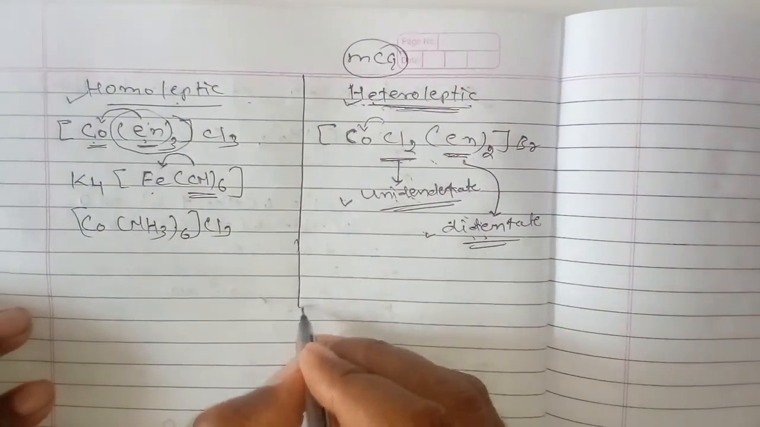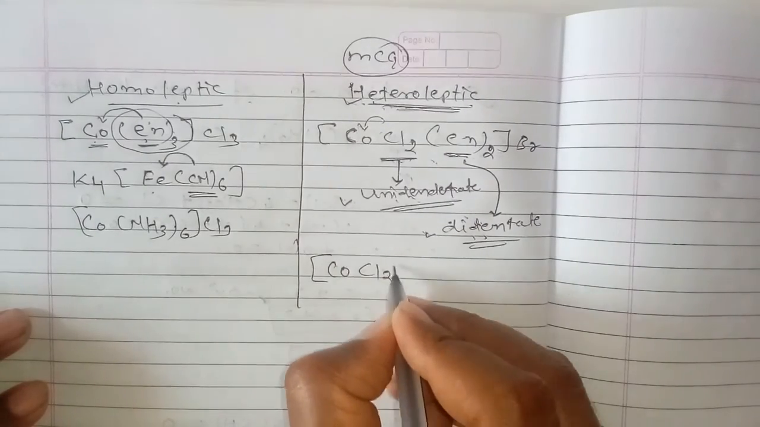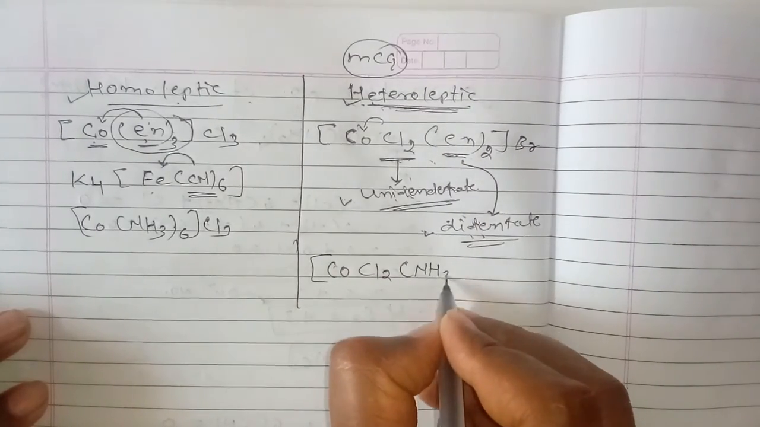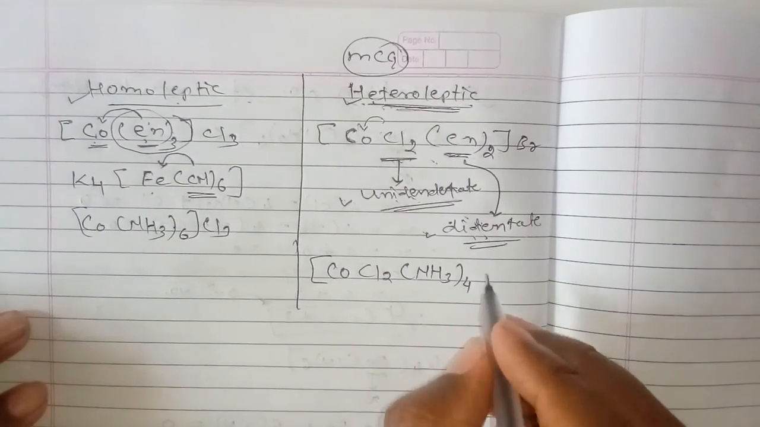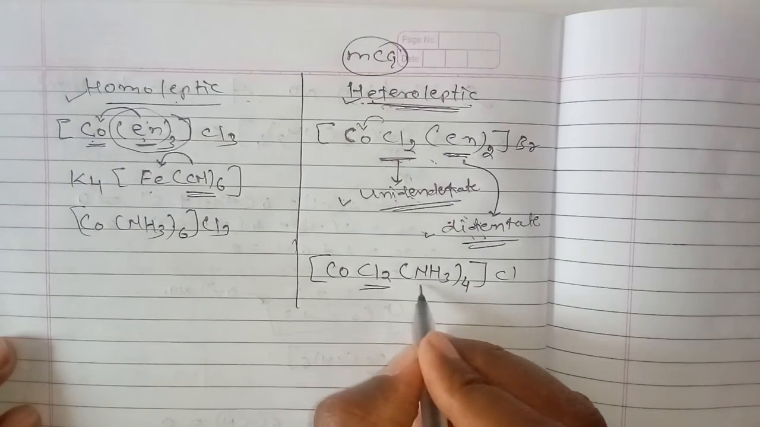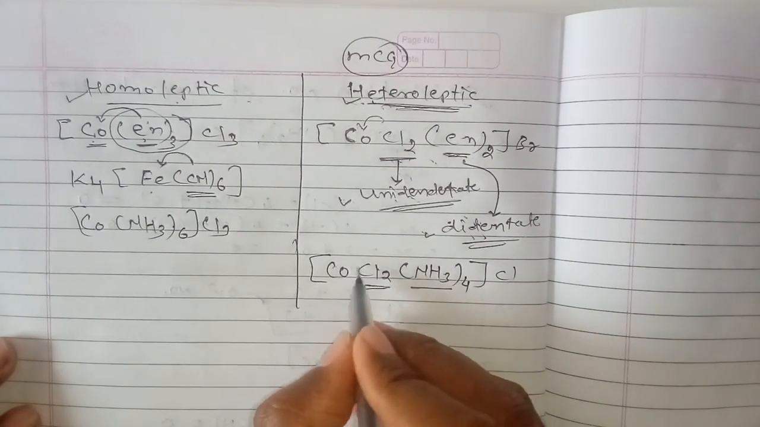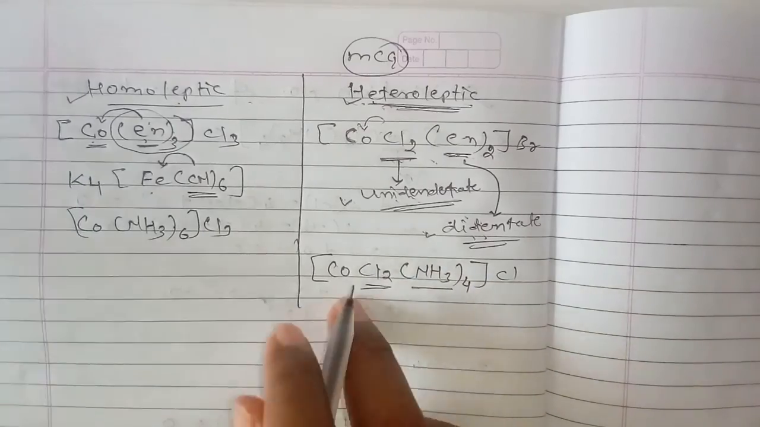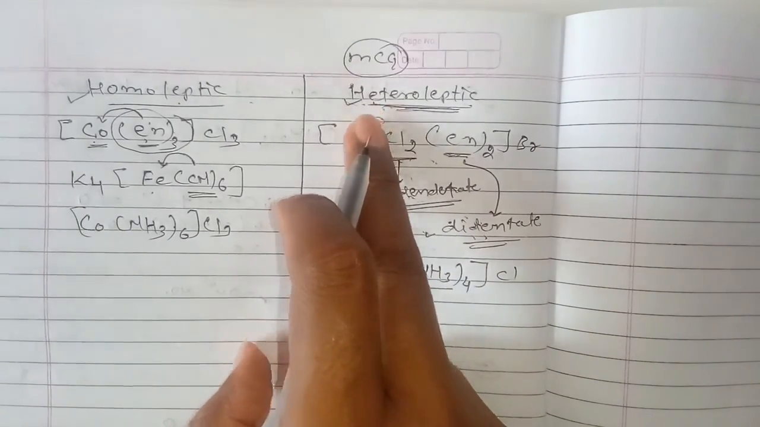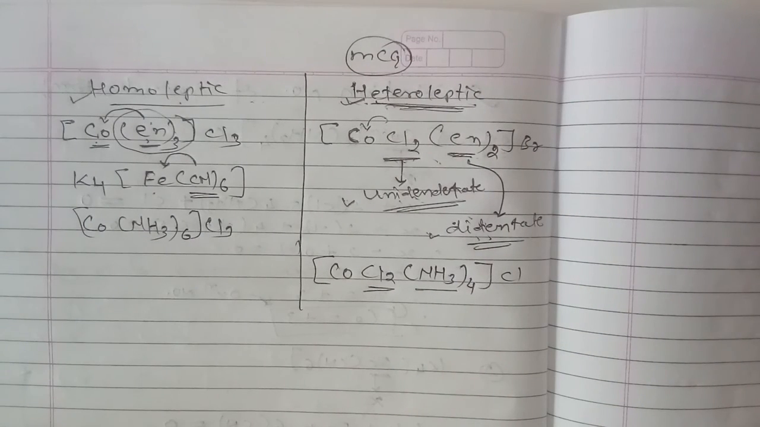Here the another example [CoCl2(NH3)4]Cl. So here it is unidentate, it is also unidentate, but the different kind of ligand, so it is in case of heteroleptic complex. Okay friends, this is the concept about the different terms of coordination compounds.